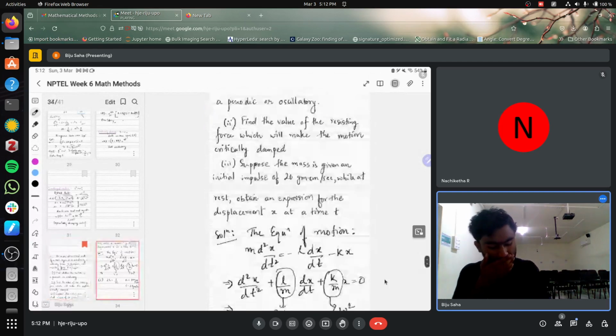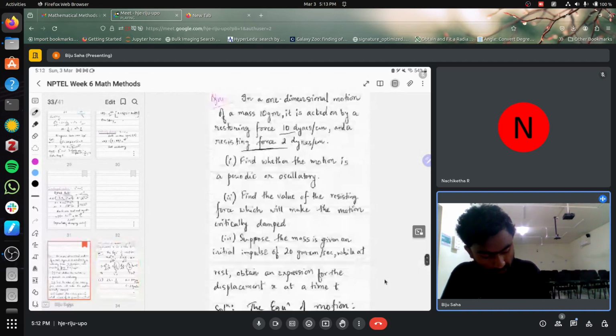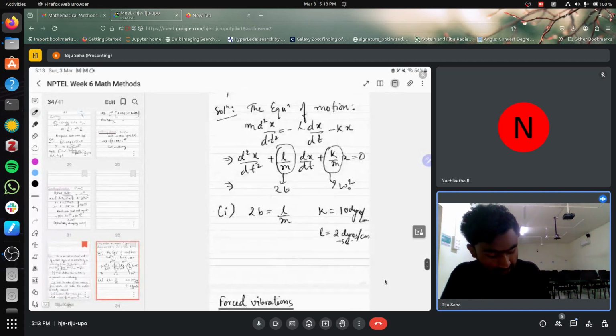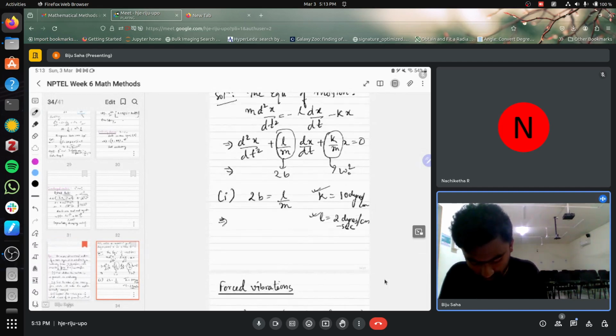Obviously this has to be of unit dyne second per centimeter. So this is 2 dynes second per centimeter, that is my resistive force, and this is my restoring force. So let us put this in and we get the value of b immediately. So b is equal to L by 2m, from here you have b equal to 0.1.